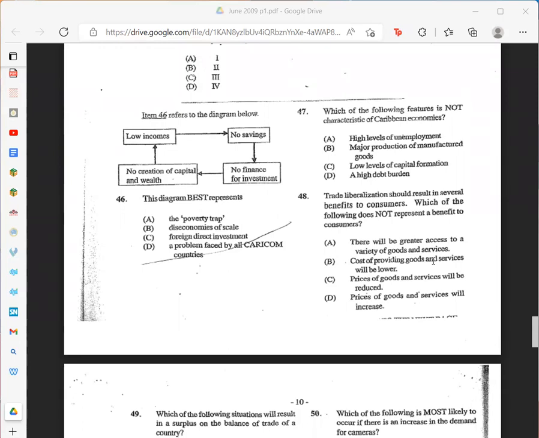So trade liberalization results in several benefits. Which is not a benefit? This one comes a lot and it's very straightforward, right? Which is not a benefit? Price increases. That is never a benefit, right? So 49, we have there D.